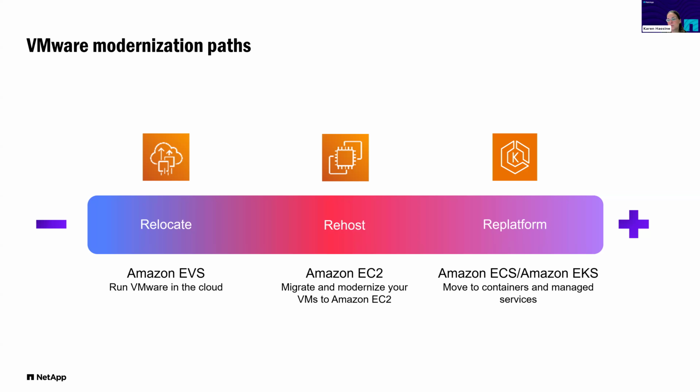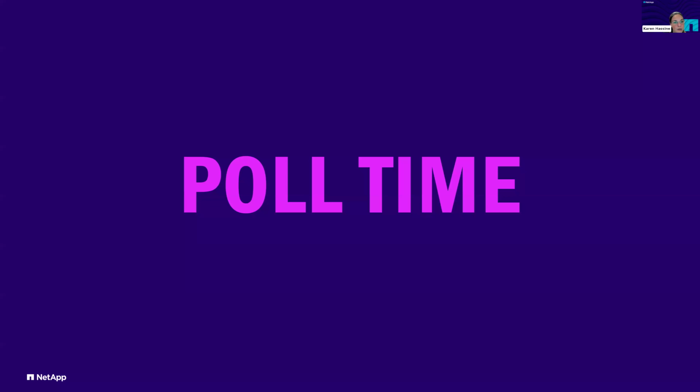The other options are to rehost to Amazon EC2, and you migrate and modernize those workloads. And the third pathway is to re-platform. And here with Amazon EC2 or with ECS and EKS, you can containerize those workloads. So with that, let's jump right in to talk about Amazon EVS. But before we go there, I would like to ask you questions. And we're going to be doing that a few times today.